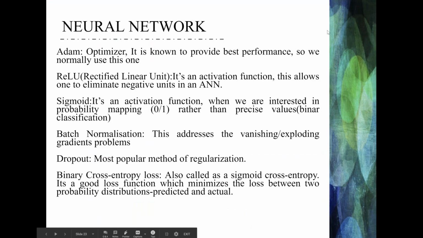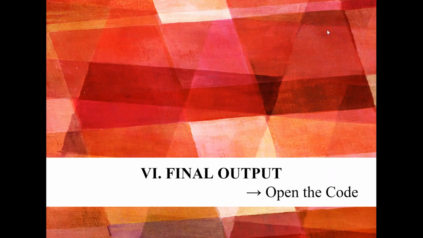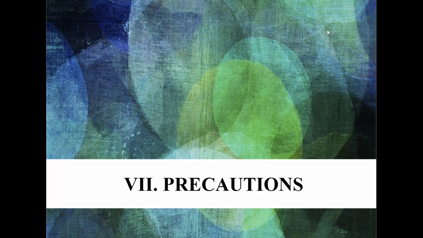These are just the basic optimizers and the regularizations which we use in the code, which I just briefed you about, and I just explained the final output as well. And so far we have seen the risk factors that are causing heart disease. Now I think it is our turn to take precautions.